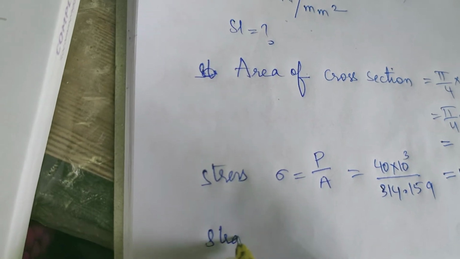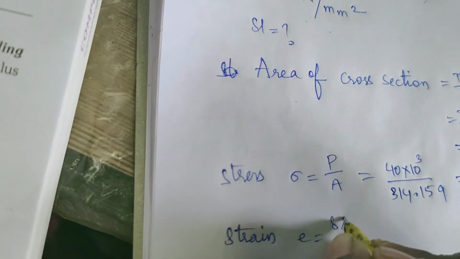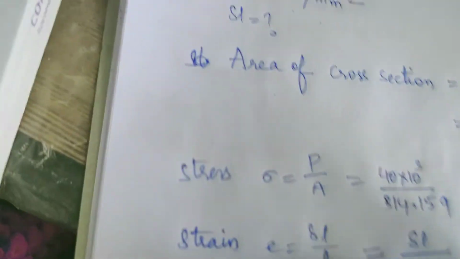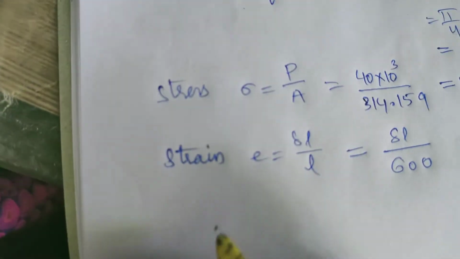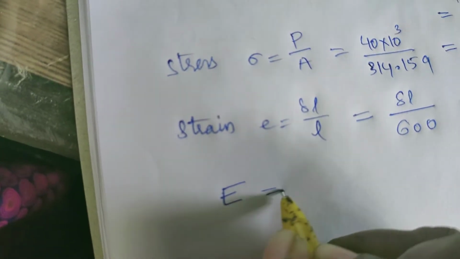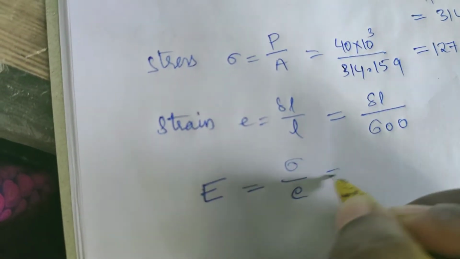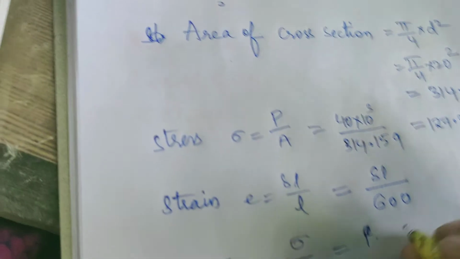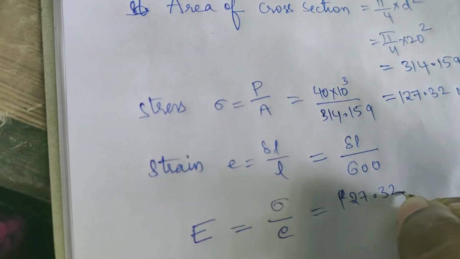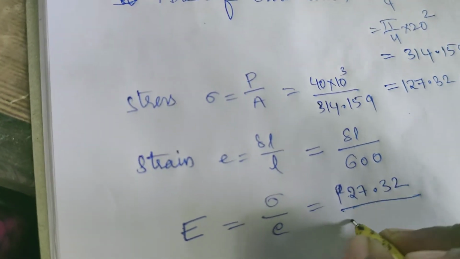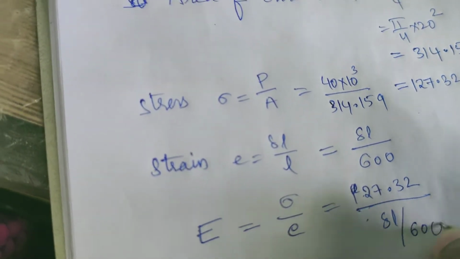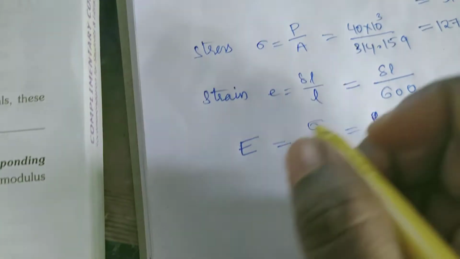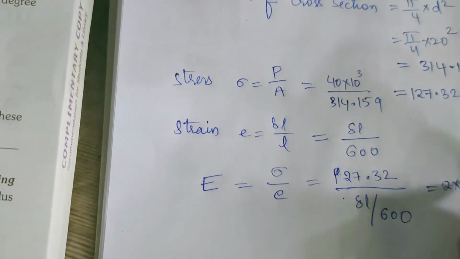So strain is simply e equal to delta L by L. Delta L is not known and L is simply 600. Now I am taking Young's modulus or modulus of elasticity, which is stress by strain. Therefore that is nothing but 127.32 divided by delta L by 600, and this E value is also given already for us. So that E value is simply 2 into 10 to the power of 5.